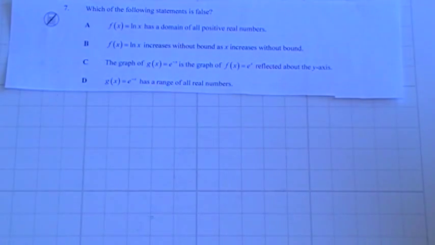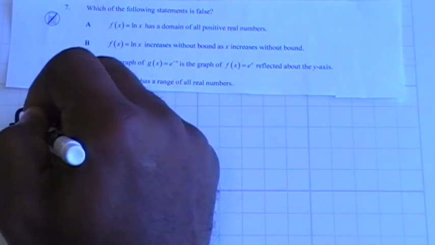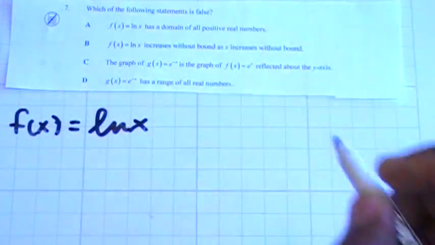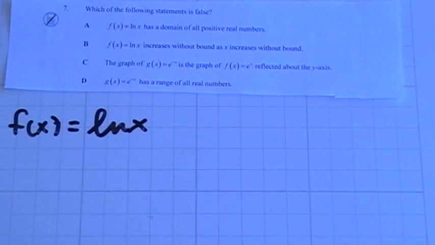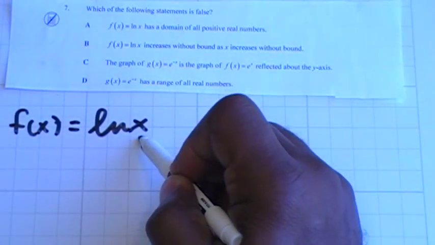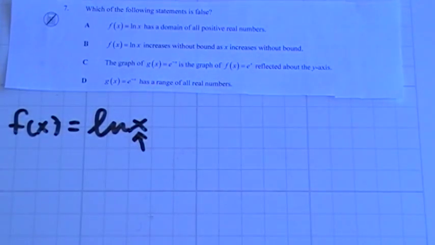All right, which of the following statements is false? Let's start with A. It says that f of x is equal to the natural log of x has a domain of all positive real numbers, which is true because the value a cannot be negative. I mean, there you go.